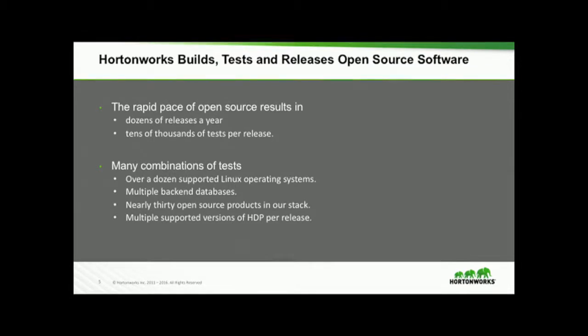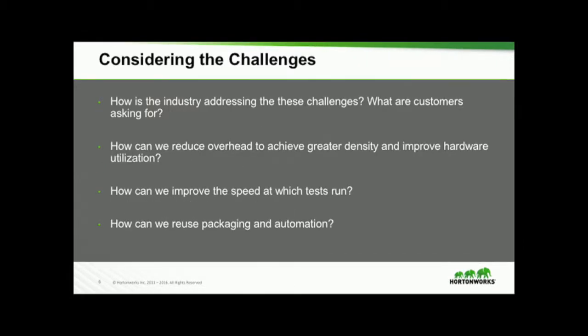So as we started to talk to customers and look at the industry on how people are addressing these challenges, we've found some common themes. What is happening in the industry? What are our customers asking for? And then internal goals, how can we really reduce the overhead from our existing VM-based system so that we can improve hardware utilization? The common theme, we need to do everything better, faster, cheaper, right? So how can we speed those up? How can we reuse all of this automation we've built to test this software over the last 4 or 5 years as a company?